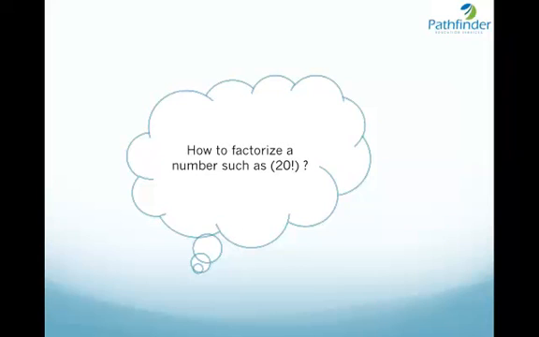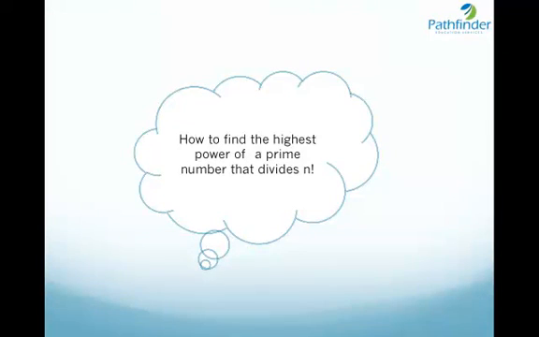Our normal method of factorization will be very difficult to apply, because we need to calculate the highest power of 2, highest power of 3, highest power of 5 and so on in the expansion of factorial 20. So this method that I am going to describe will tell you how to calculate the highest power of a prime number that divides factorial n.